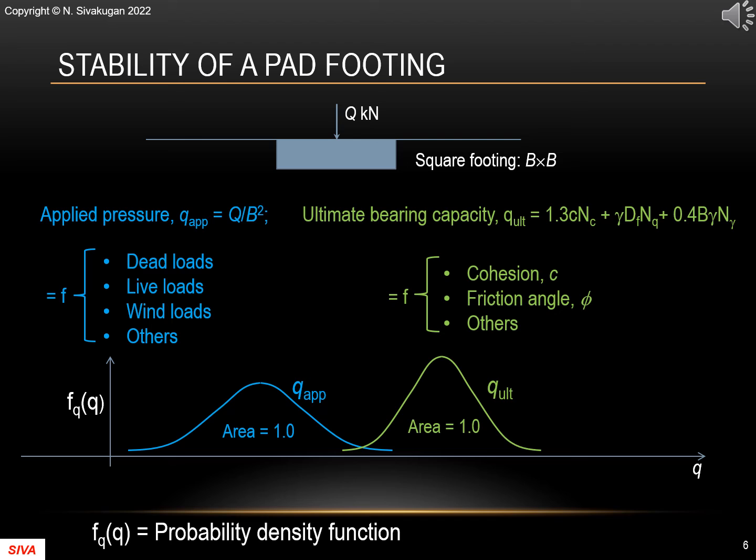The column load is a function of the dead load, live load, etc. which are highly variable. Therefore, the applied pressure takes a probabilistic distribution shown in blue. The ultimate bearing capacity is a function of cohesion, friction angle and unit weight of the soil, which are also highly variable. The figure shows the probability density functions of both the applied pressure and the ultimate bearing capacity. Note that the areas under each of these distributions is 1.